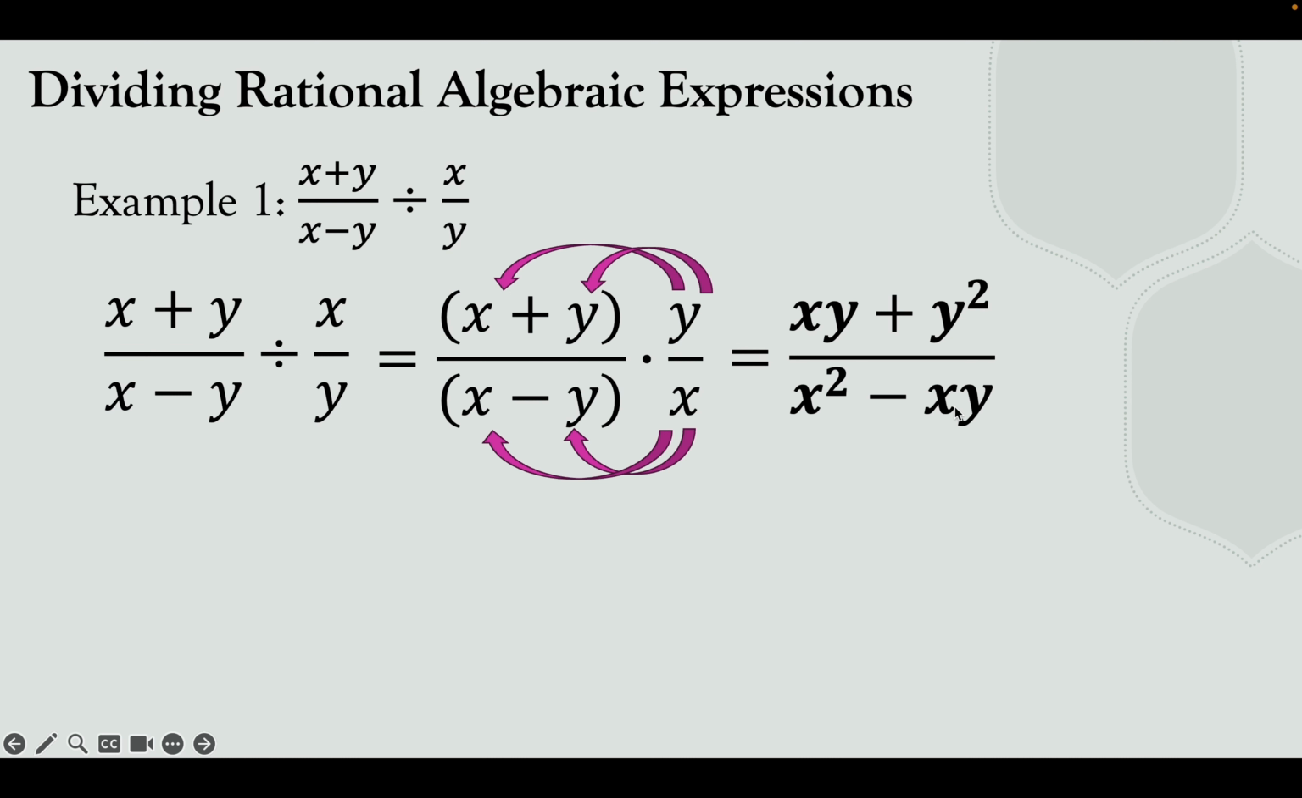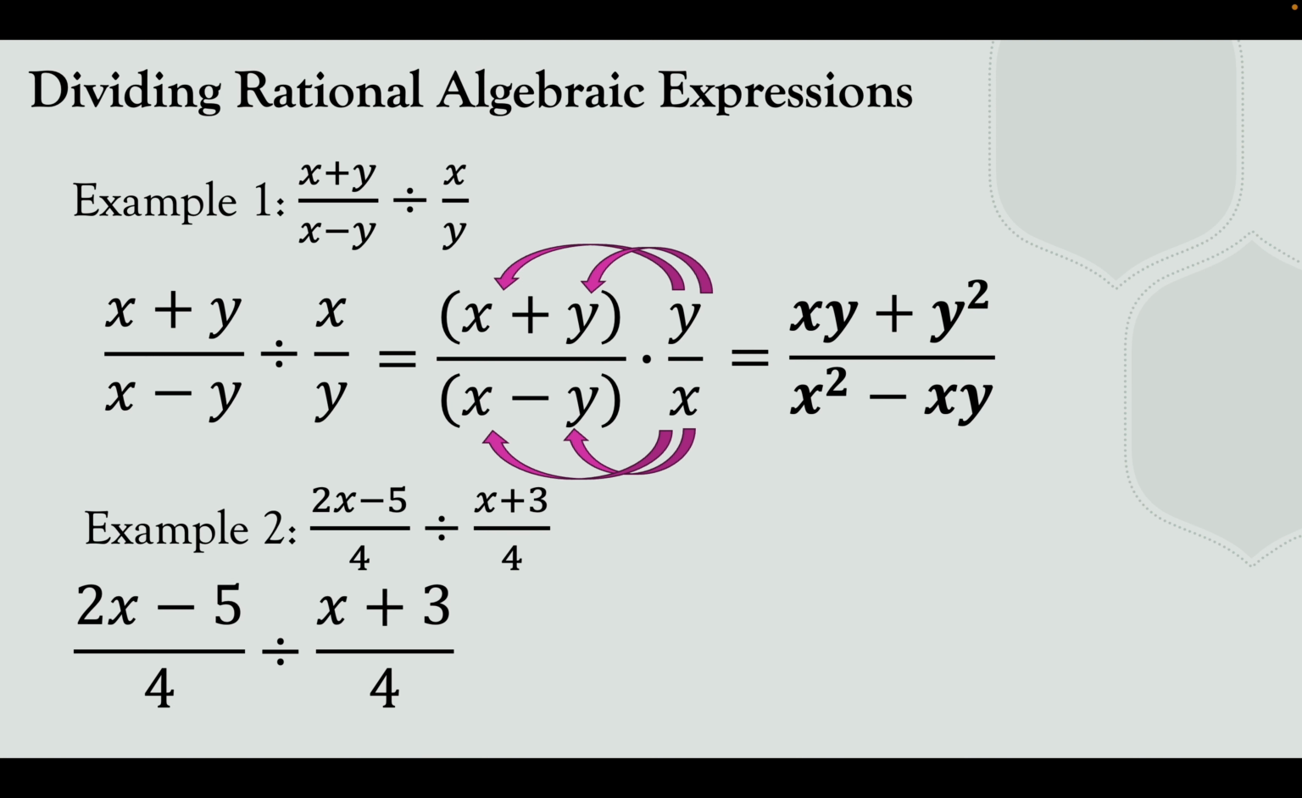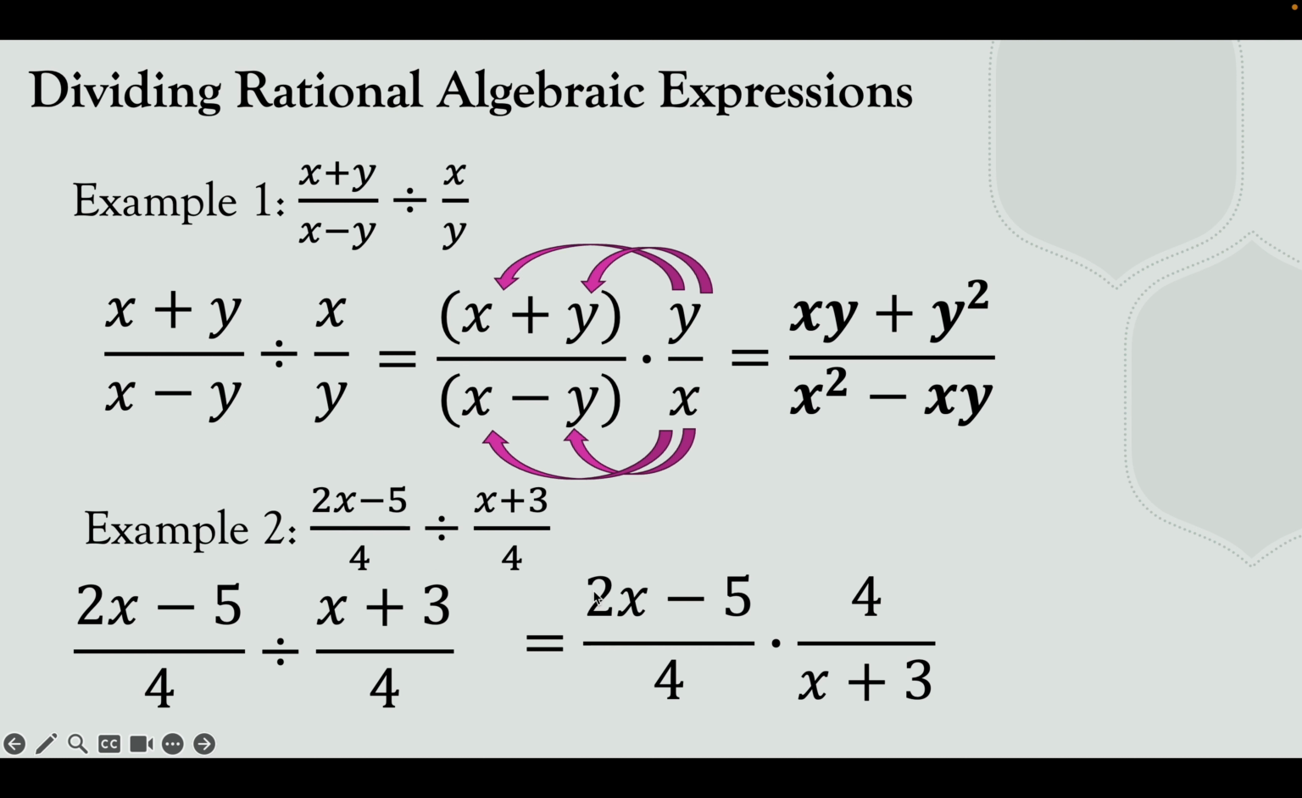Since we can't simplify this one, that is our final answer. Example number 2, we have (2x - 5)/4 divided by (x + 3)/4. So our dividend here is (2x - 5)/4, and our divisor is (x + 3)/4. So all we need to do: copy the dividend, (2x - 5)/4, change the operation from division to multiplication, and find the reciprocal of your divisor. So we have 4/(x + 3).